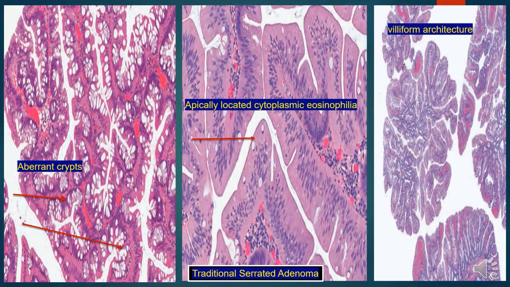TSA, traditional serrated adenoma, despite similarities to the SSP, sessile serrated polyp, is distinct endoscopically as well as pathologically, and even at the molecular genetic level they differ. The exact relationship between the TSA and serrated colorectal neoplasia is uncertain, but as of now it appears not to be a lesion central to the pathogenesis of serrated colorectal neoplasia, as is the case with the SSP or the SSA.